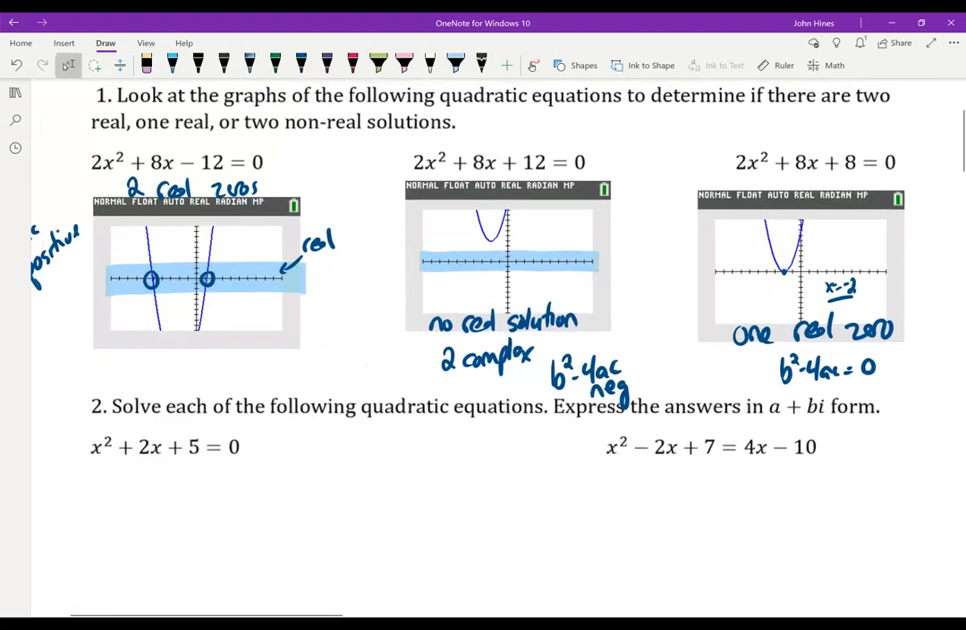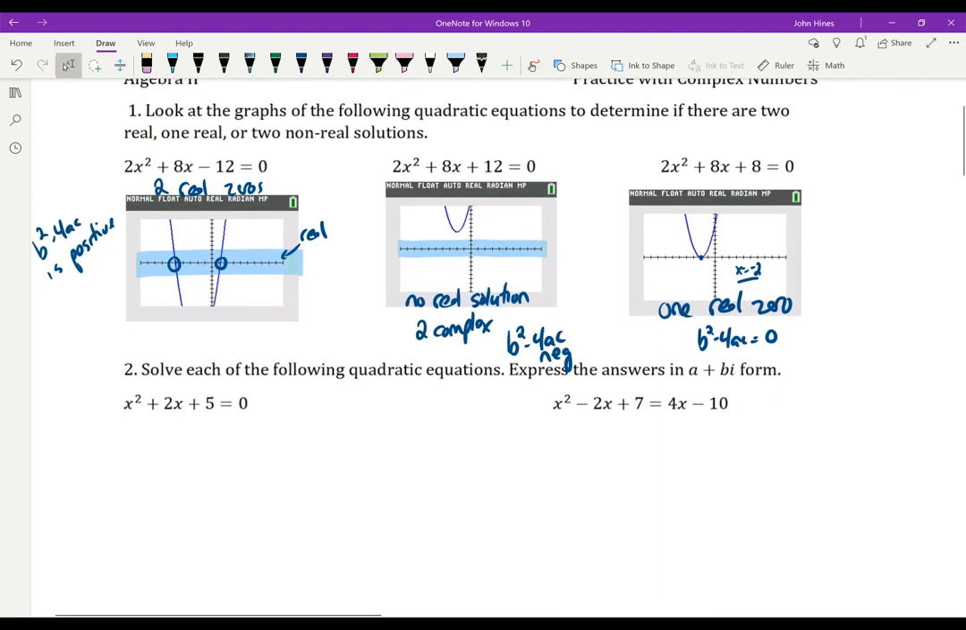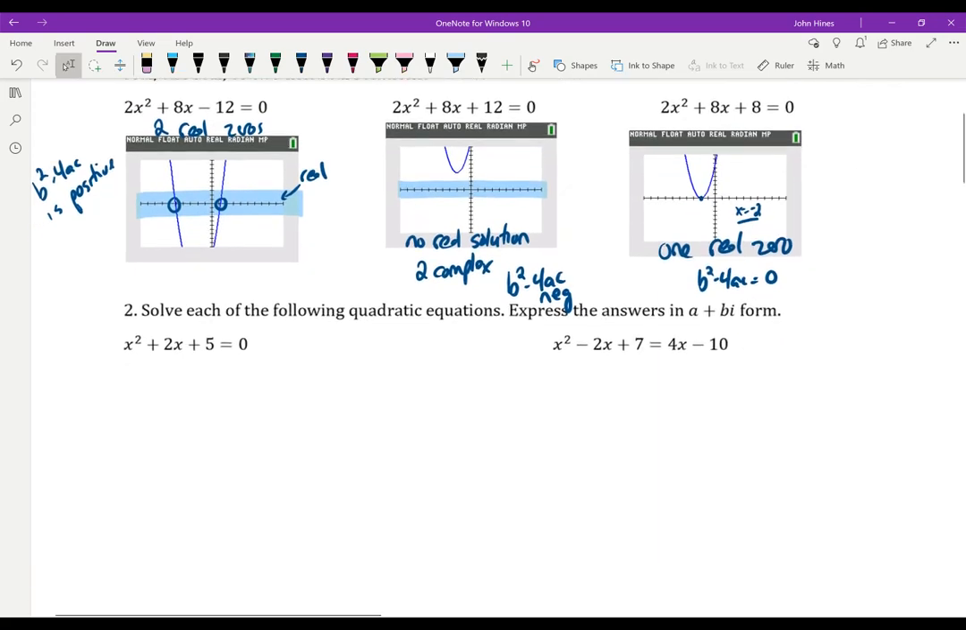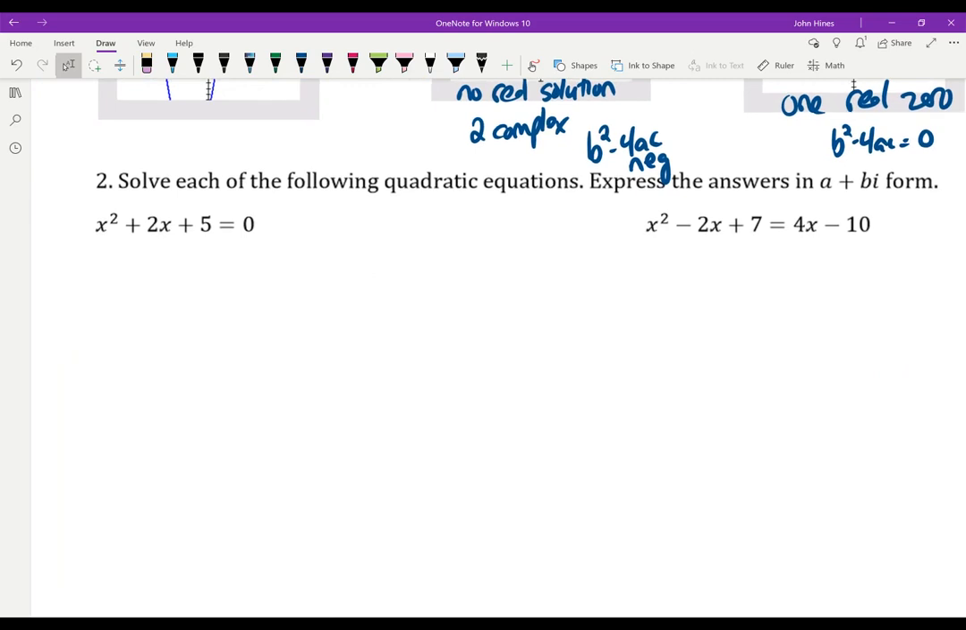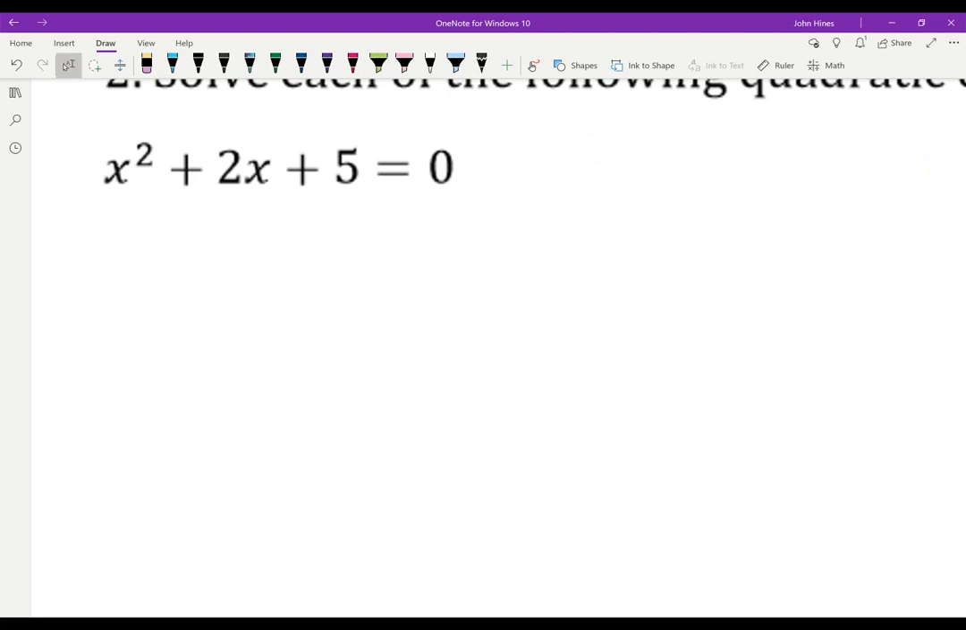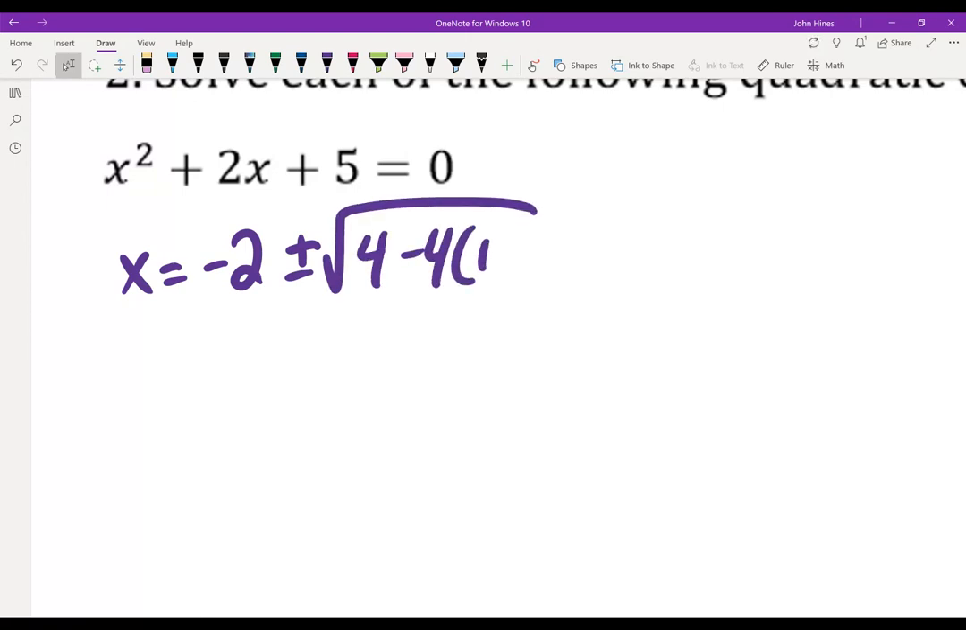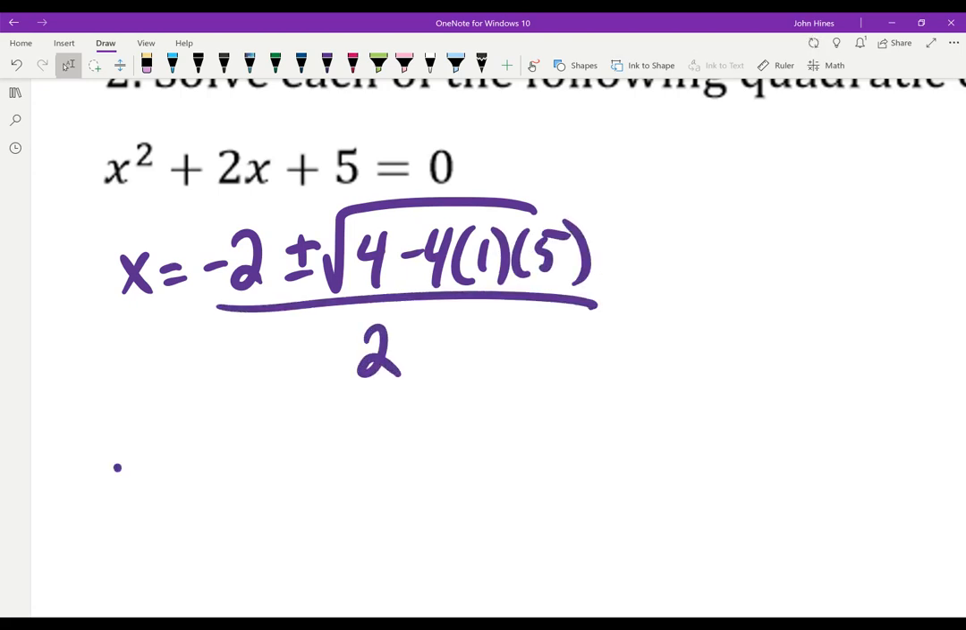So you should be able to quickly check on your calculator whether a function has real zeros or complex zeros. And you should also be able to solve for those zeros. So solve these quadratic equations expressing your answer in a plus bi form. So let's use the quadratic formula. X equals -2 plus or minus the square root of 2 squared, which is 4, minus 4 times 1 times 5, all over 2 times 1.